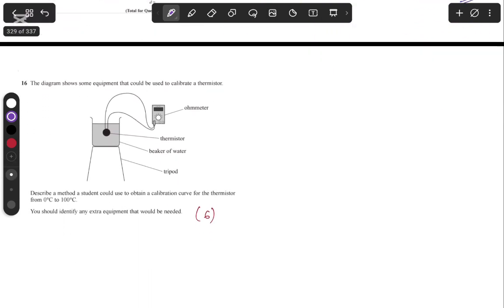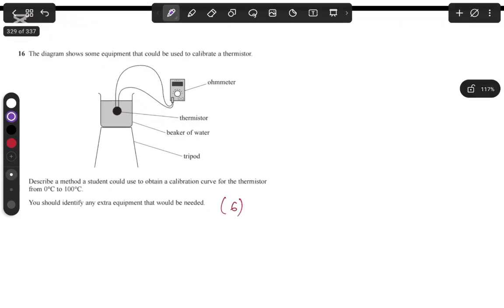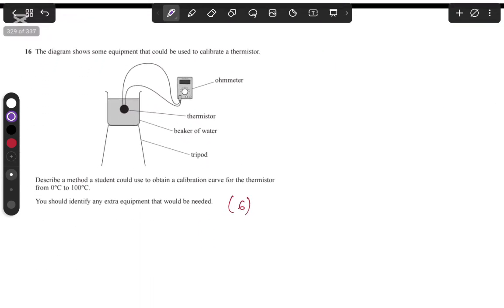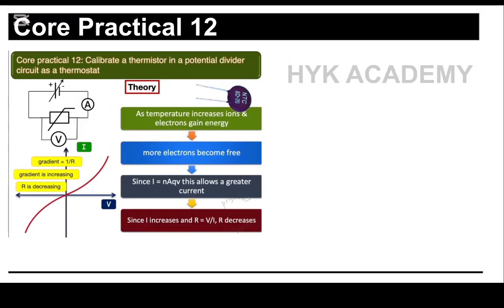It's question number 16. And this is a 6 marker, so it's part of your core practical, I think. So let's just go over the core practical. This is core practical 12, and it's about calibrating a thermistor in a potential divider circuit as a thermostat.